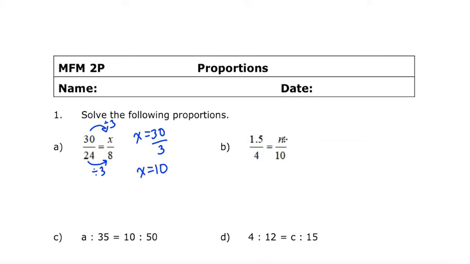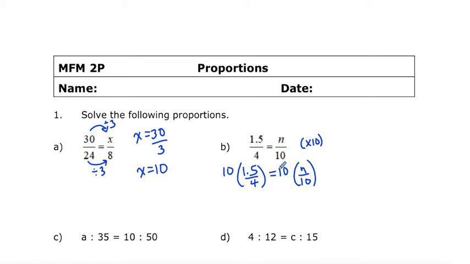So we want to remove the number that's on the same side as your variable. In this case, it's 10, and we look at the operation that's happening between the n and the 10, and that's division. So the opposite of division is multiplication. So we're going to multiply both sides by 10. So I'm going to multiply 10 by 1.5 over 4, and I'm going to multiply 10 by n over 10.